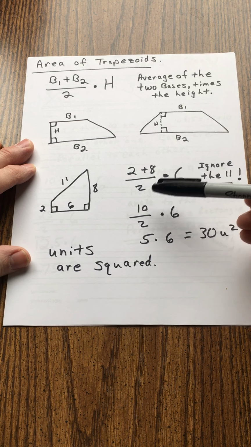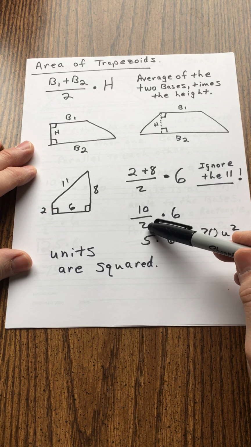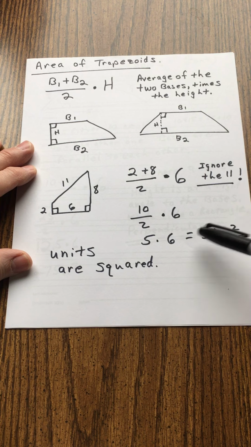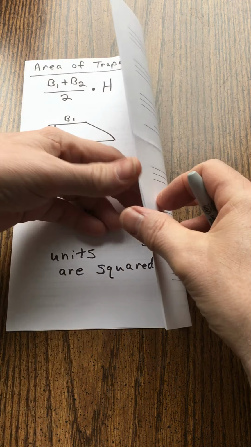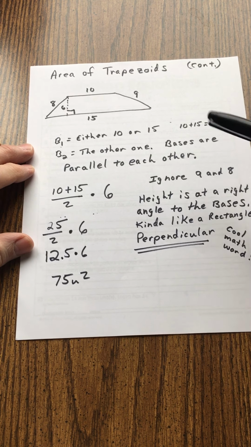So we have our 10 that we got from adding the two bases, divided by 2, times 6. 5 times 6 is 30 units. Remember that units are squared. Okay, going to do one more quick page for you, a couple more examples. More area of trapezoids.